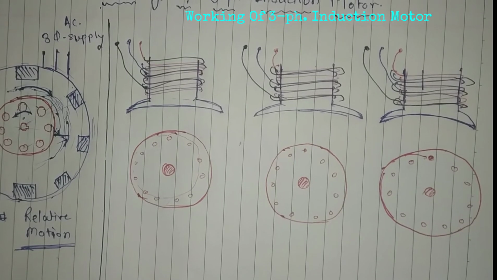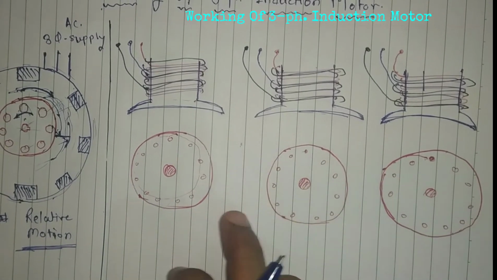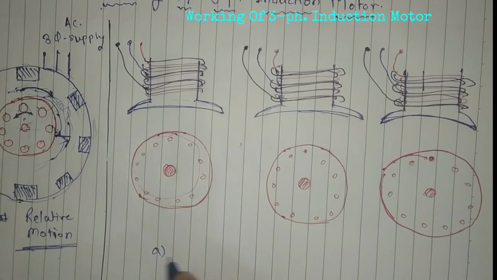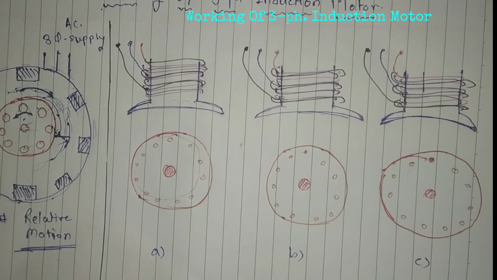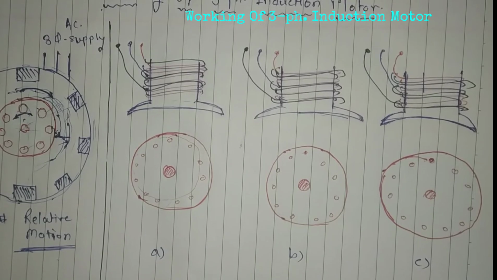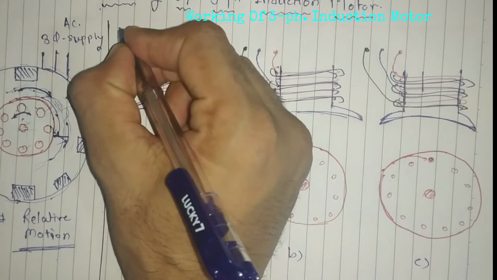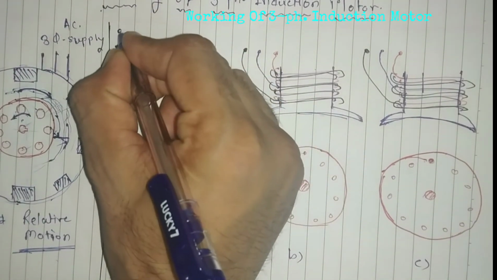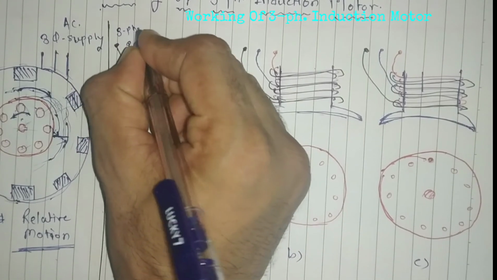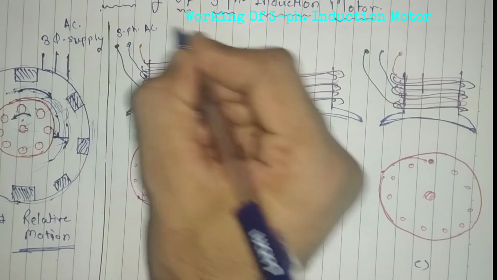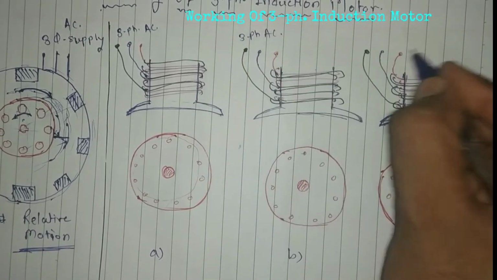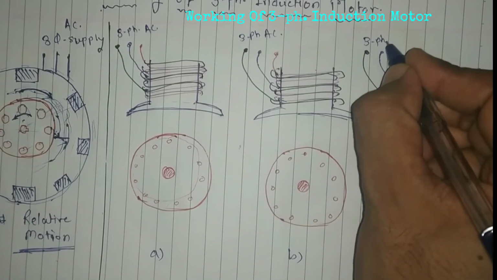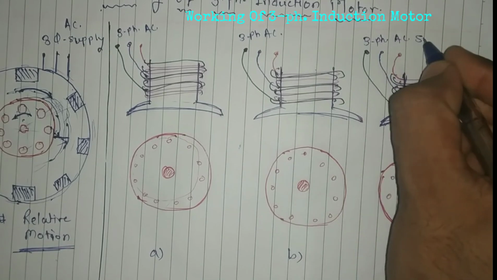Now suppose these are 3 diagrams. You need to draw these 3 diagrams: diagram A, diagram B, and diagram C. Okay, what it is exactly I will tell you. Now here you have to just provide 3 phase AC supply. Here again 3 phase AC supply. 3 phase AC supply.